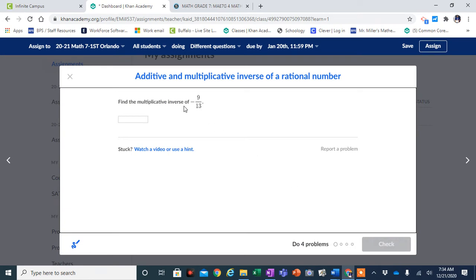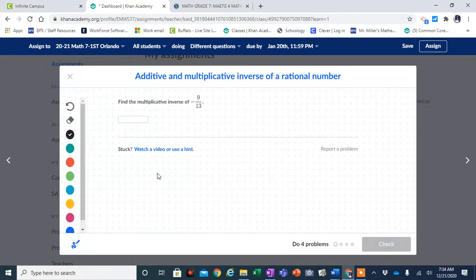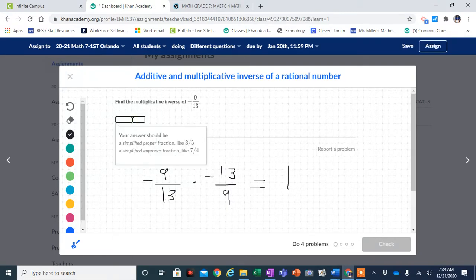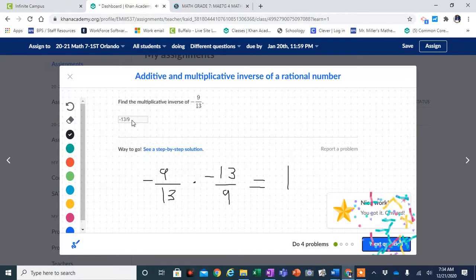So the multiplicative inverse is when you take whatever the number is and you multiply it by something that would then give you a positive 1. So we would need to multiply by a negative to get a positive, and then we would have to flip the number in order for these to cancel and these to cancel for us to get a 1. So this should be negative 13 over 9.